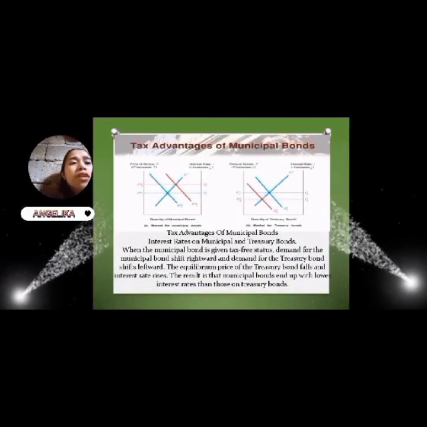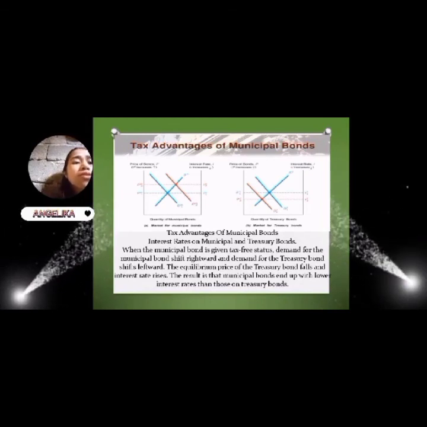Tax advantages of municipal bonds. Interest rates on municipal bonds and Treasury bonds. When the municipal bond is given tax-free status, demand for the municipal bond shifts rightward and demand for the Treasury bond shifts leftward. The equilibrium price of the Treasury bonds falls and the interest rate rises. The result is that municipal bonds end up with a lower interest rate than those on Treasury bonds.